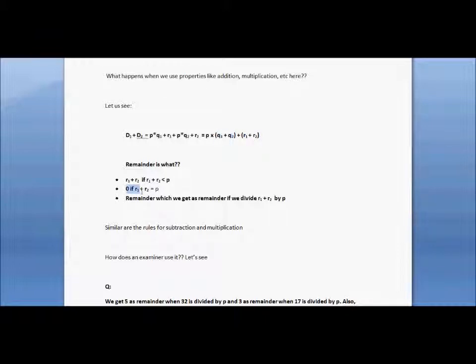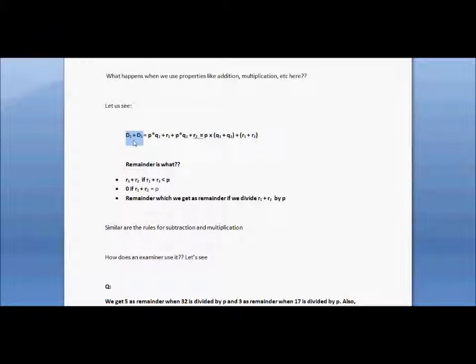So the remainder would be 0 if r1 plus r2 is equal to p, and we would divide again if r1 plus r2 is greater than p. A remainder cannot be greater than the divisor, so we have to divide it by p, and whatever remainder we get from that division would be the remainder of d1 plus d2 also. So this is how we proceed if we have to add two dividends.